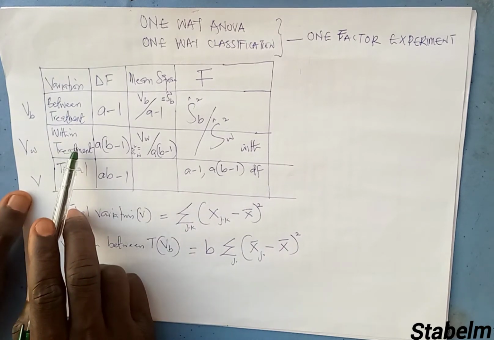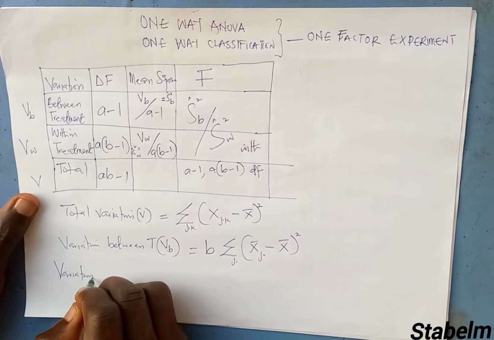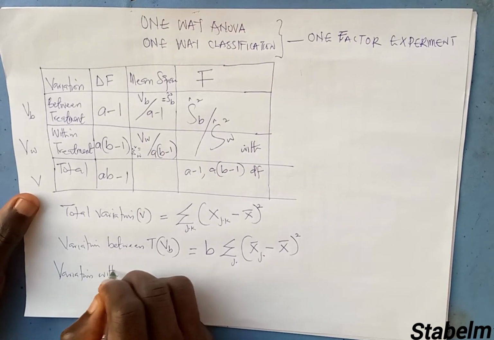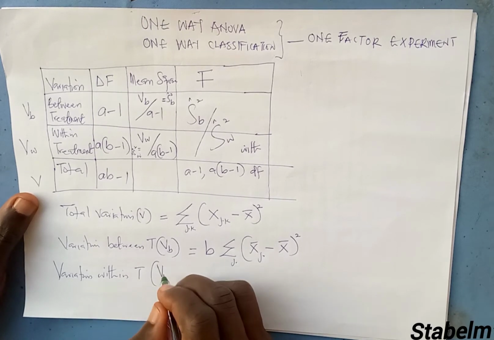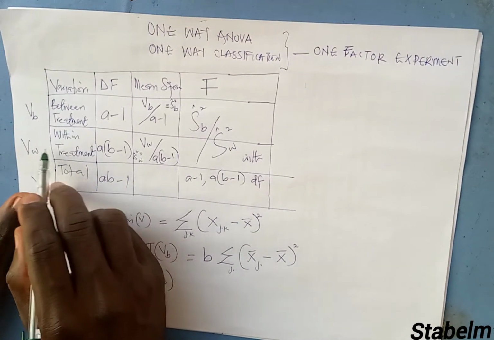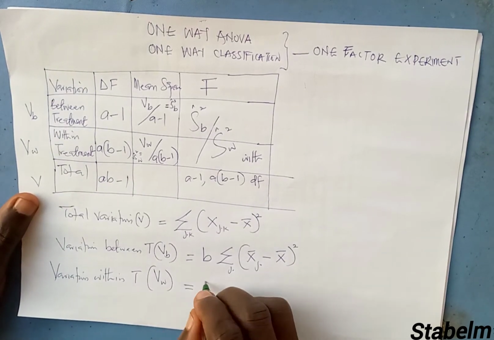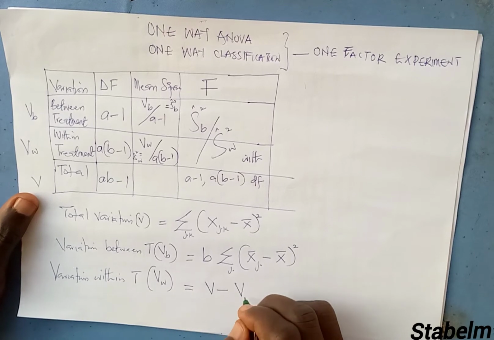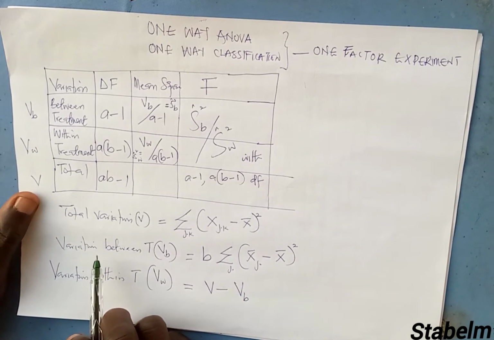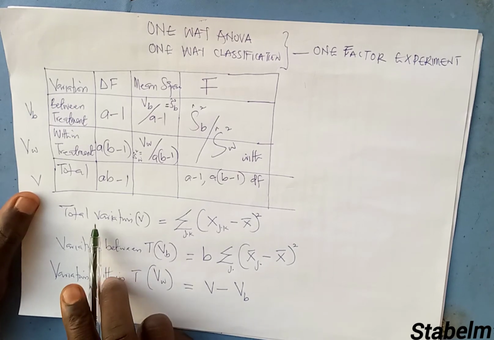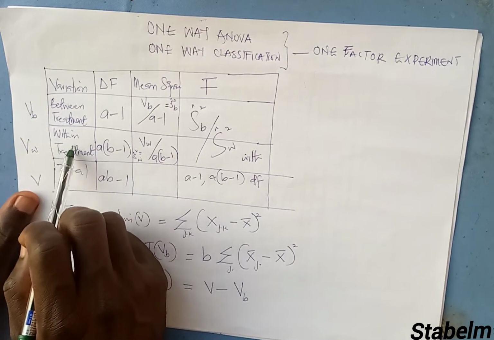Now we need the variation within treatment, which stands as V subscript W, that is this box here. We can use this formula to represent it: V minus V subscript B. We subtract the variation between treatment from the total variation, and that is definitely going to give us this box here, this column here.